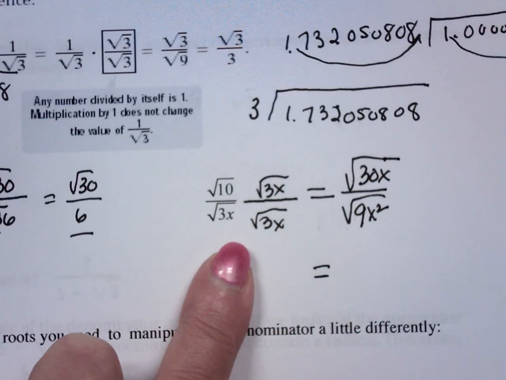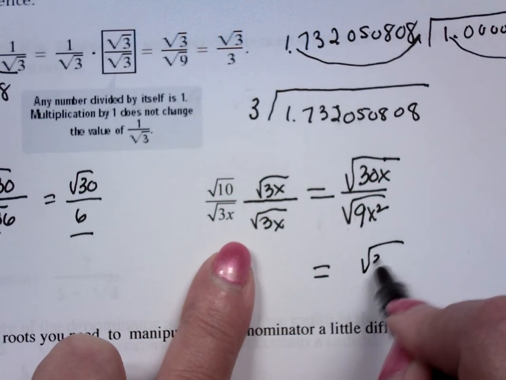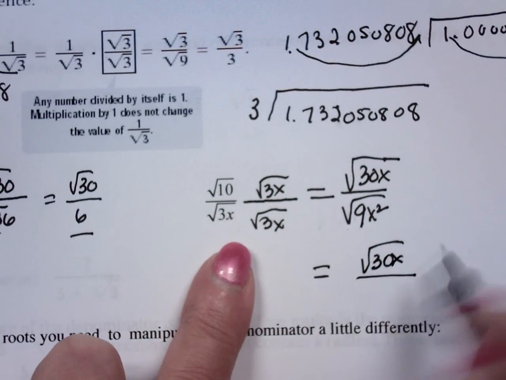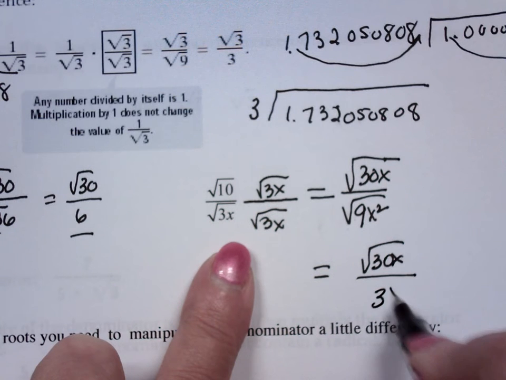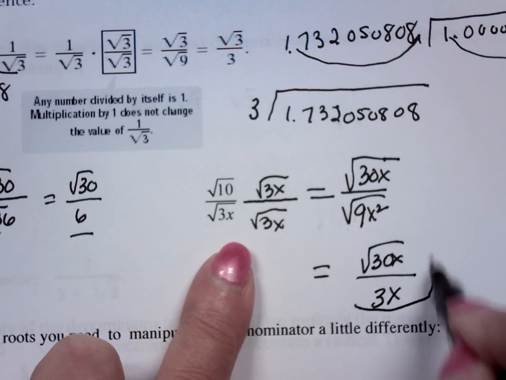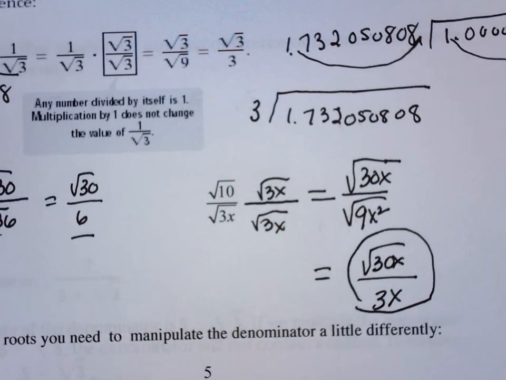So what am I going to end up with? I end up with the square root of 30x over the square root of 9x squared, which is just 3x. And now essentially I no longer have a radical in the denominator. Squares are easy. Easy peasy.